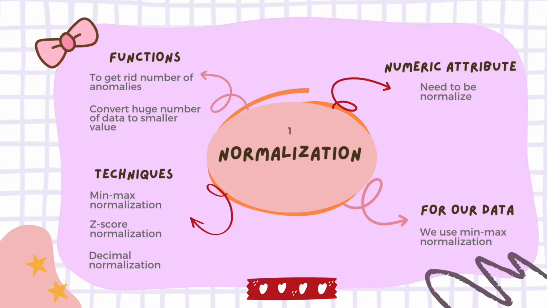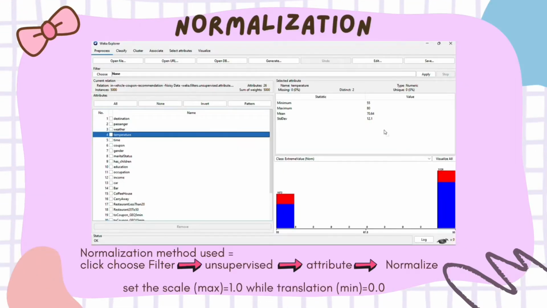Usually, numeric attributes need to be normalized by using min-max normalization, z-score normalization, and decimal normalization. For our dataset, we use min-max normalization to normalize the data. So, how to perform this task? For our dataset, we apply the normalization filter for the attribute temperature since this attribute has huge values.